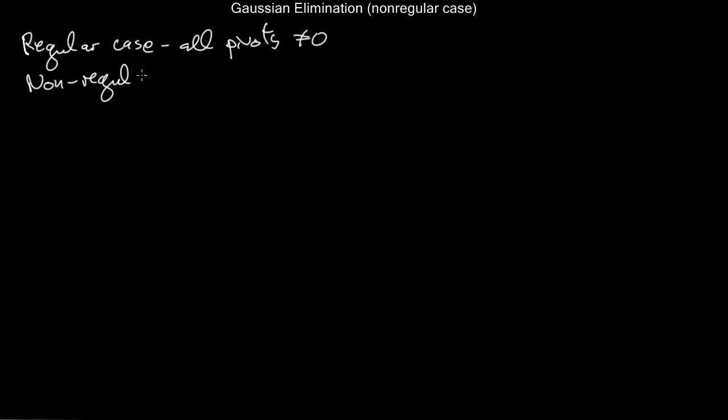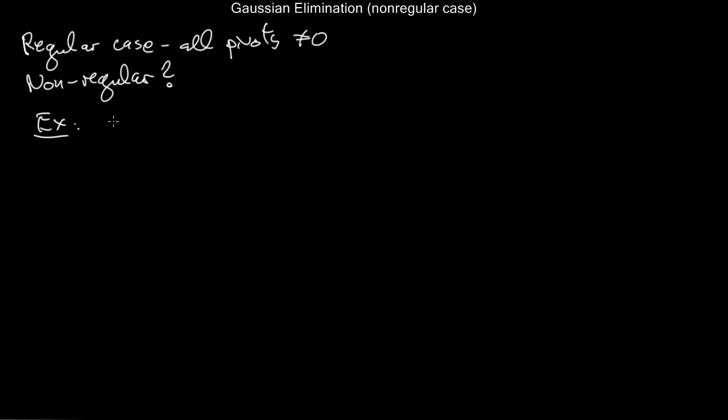Today we're going to talk about the non-regular case of Gaussian elimination. So remember, the regular case was when all the pivots were non-zero. So the non-regular case is when that doesn't happen. When you come across a zero pivot, what do you do?